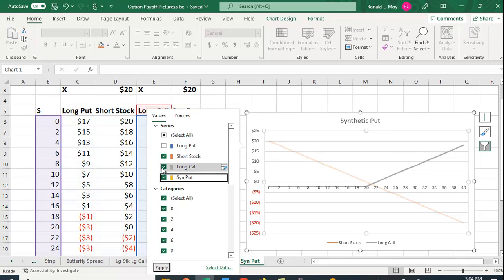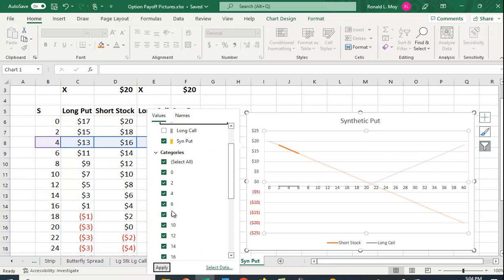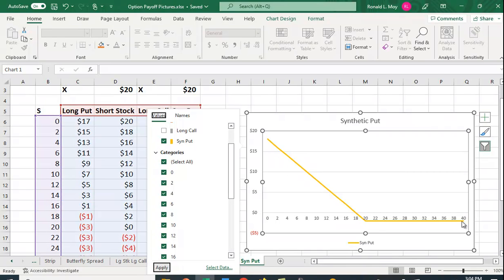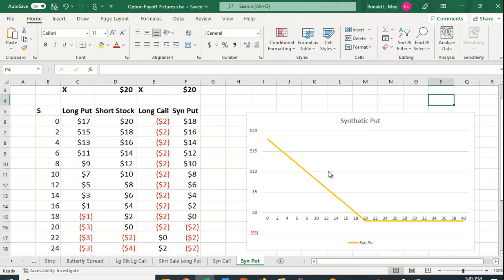Let's go with the synthetic put. We'll get rid of the other two graphs. It looks exactly like a put option. We call it a synthetic put because instead of buying a put, what you did is you shorted the stock and you bought a call. So this here creates this put option.